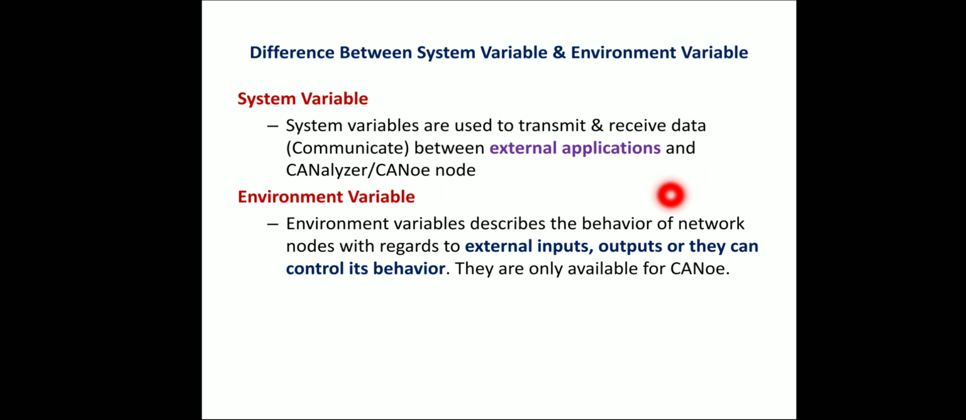It's very simple. System variables are accessible, that is, whenever a particular node wants to communicate, system variables are used to transmit and receive data between the external application and the nodes, whereas environment variables describe the behavior of the nodes with regard to the external inputs and outputs, or they can control its behavior. They are only available in CANoe.